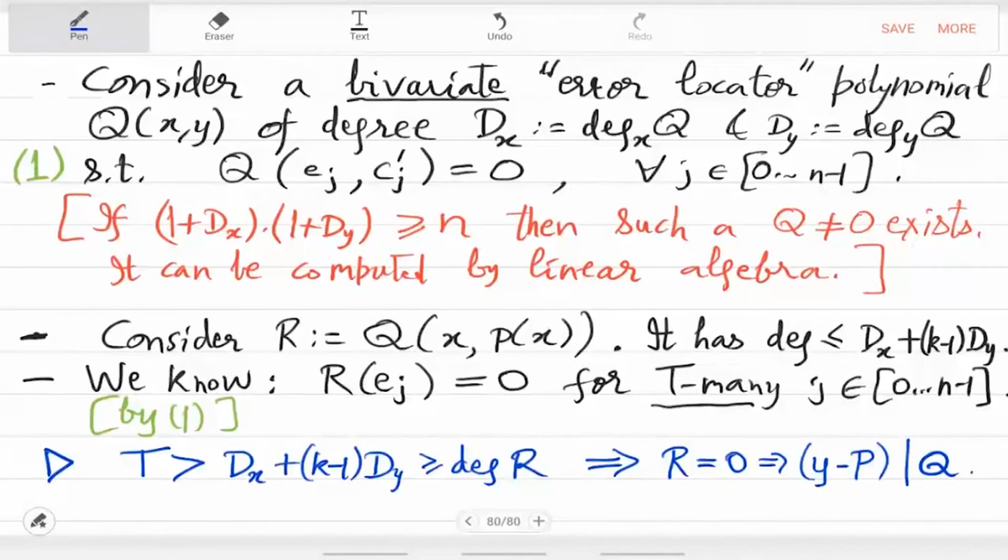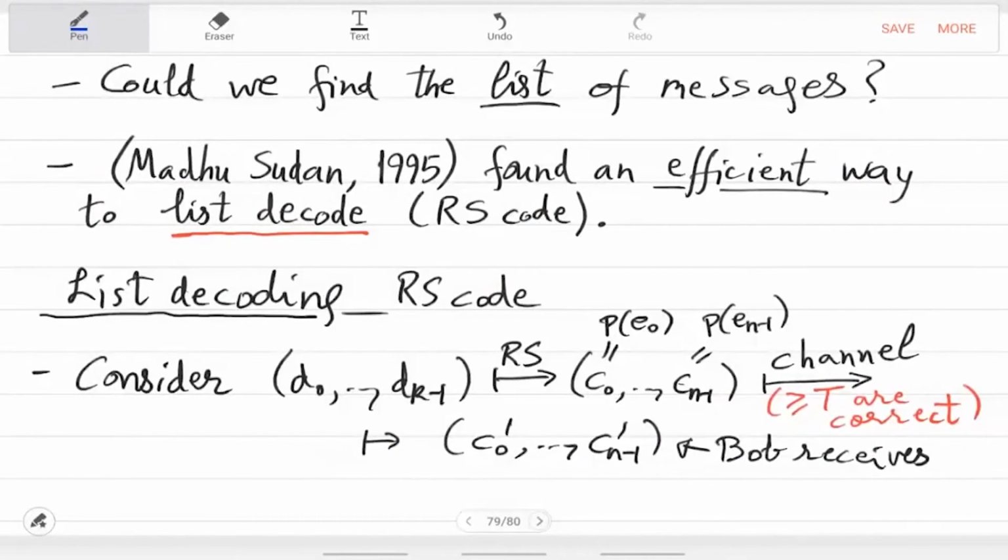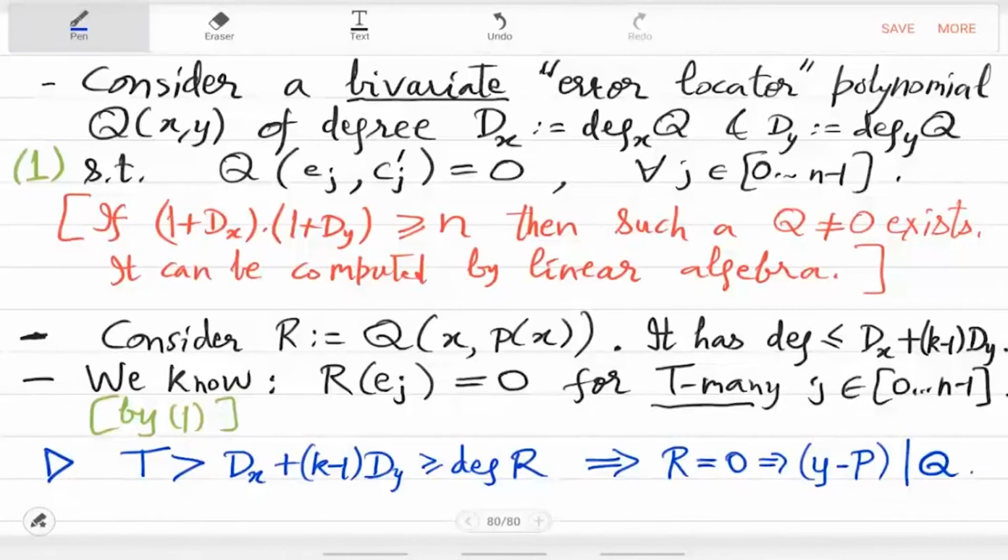What is capital P? That's the message. That's the p of x, right? That was the setting we had before. P is the polynomial you get from the d_i x^i. The original message, you want to find the message p, and since it is not unique, you want to find all of them. So right now we haven't fixed anything. So t is free, d_x is free, d_y is free. So you just set them appropriately, and for that setting you have an algorithm.